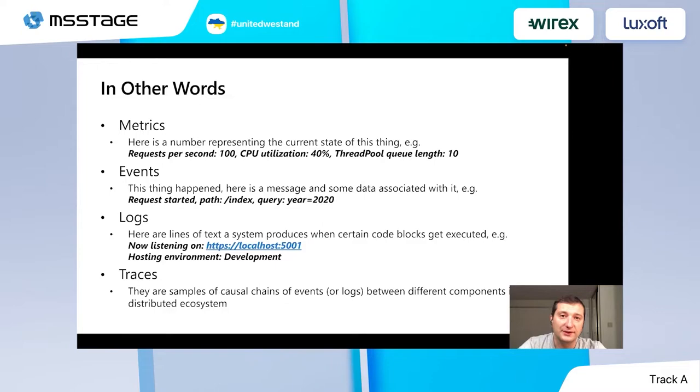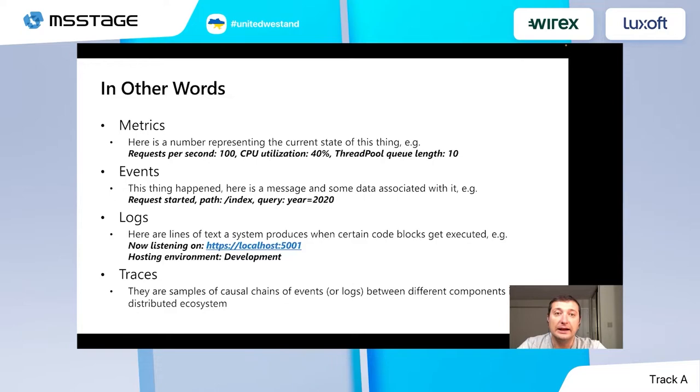And of course, everyone loves text messages, the logs that we usually write when some code snippets are invoked, and we see some details. For example, okay, our application has started now, the hosting environment is development, not production, and we are listening on our localhost endpoint with port 5001, something like that.